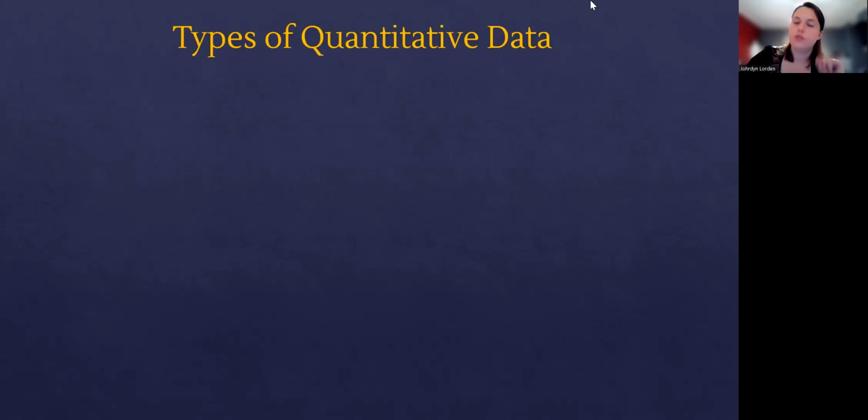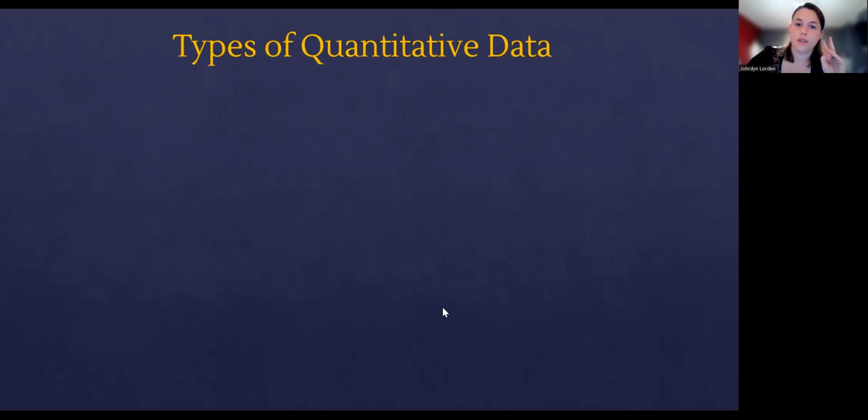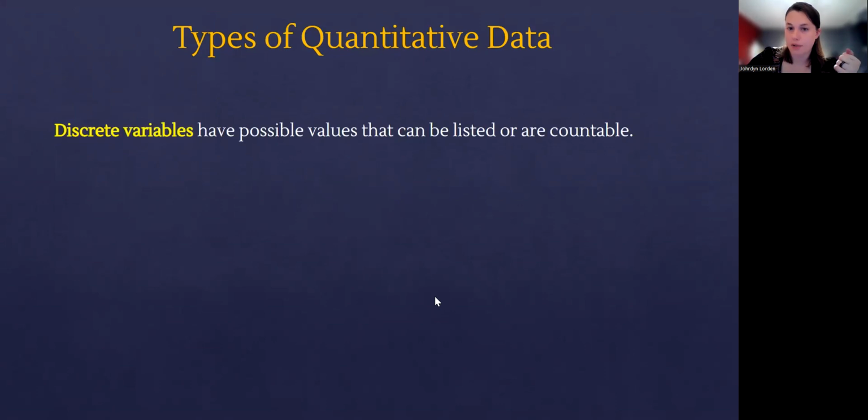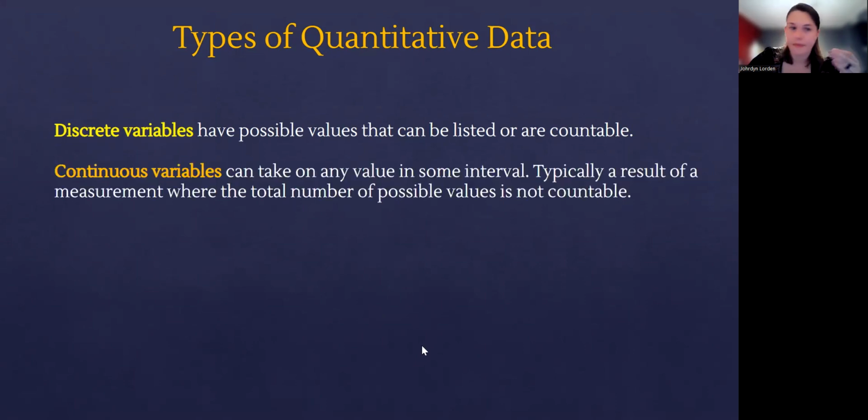Then there's 2 types of quantitative data. So 2 types of numbered data. The first one is discrete. That's when I count something up. Like, how many times have I been to the Grand Canyon? I can count those. How many siblings do I have? I can count them. Versus a continuous, which is more like a measurement.